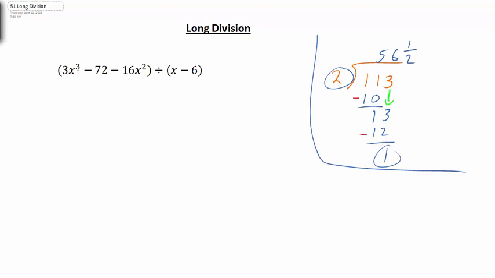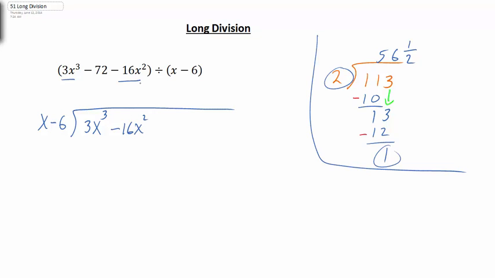So we have 3x cubed minus 72 minus 16x squared, and that's all divided by x minus 6. So we're going to rewrite this with the x minus 6 out front, and then the polynomial that we're going to put underneath, we need to make sure that we write it in descending order. So we're going to start with the 3x cubed, that's our largest exponent, and then we're going to look at the negative 16x squared.